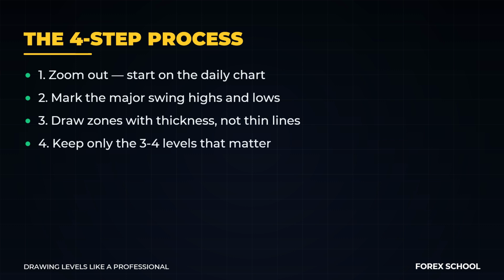Step 2. Mark the obvious turning points, the major swing highs and swing lows where price clearly reversed. Step 3. Draw zones, not lines. Give every level some thickness, because markets turn in areas, not at exact pips. And step 4. Less is more. If you have 15 lines on your chart, you have none. Keep the 3 or 4 levels that price has respected most recently and most violently.